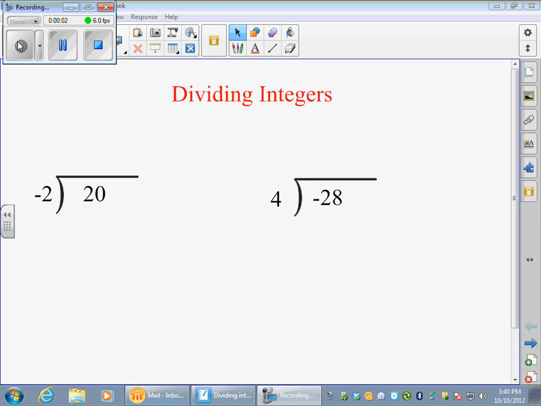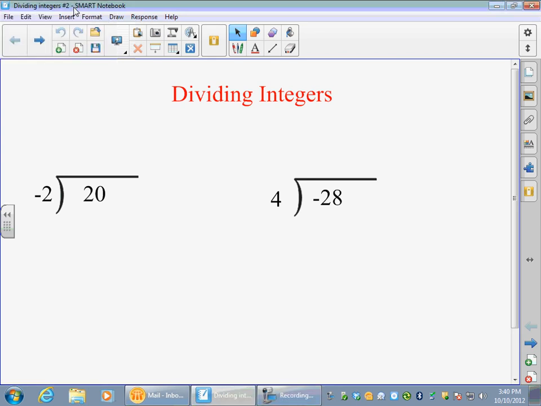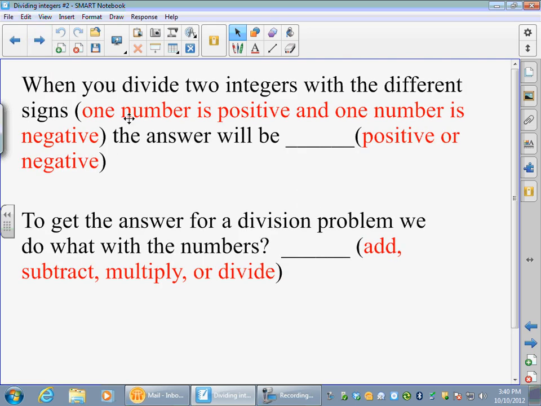Okay, we are on to dividing integers the second day, and today we're going to look at what happens when we divide and they have different signs. So again, just like we've been doing, you want to keep these questions in mind at all times. When they have different signs and I divide, what's my answer going to be? Will it be a positive or will it be a negative? And what do I do to get that answer?